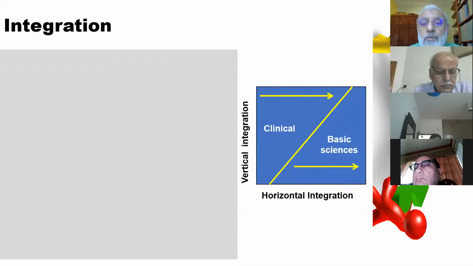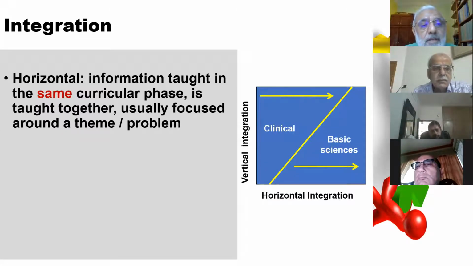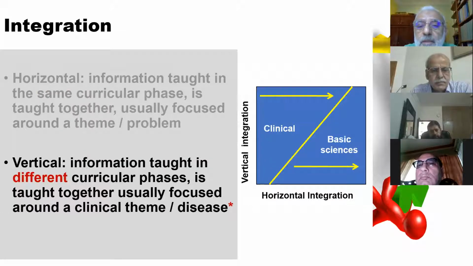Now, coming to the horizontal and vertical integration. So basically two types of integration. Horizontal is information taught in the same curricular phase. For example, integration between the subjects taught in the preclinical phase only would be horizontal. Integration between the clinical sciences only would be horizontal integration as well. But vertical integration is where there is integration between clinical and basic sciences.